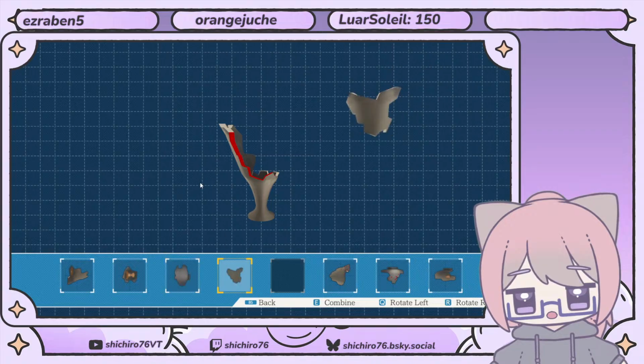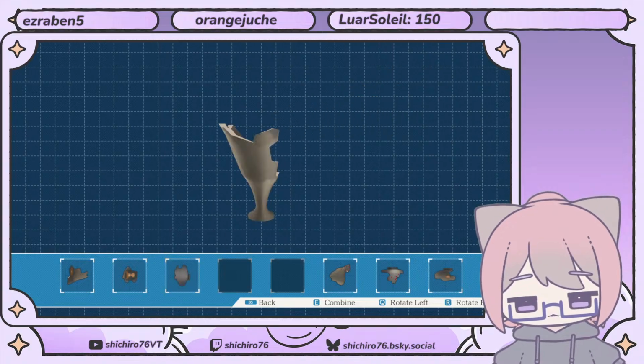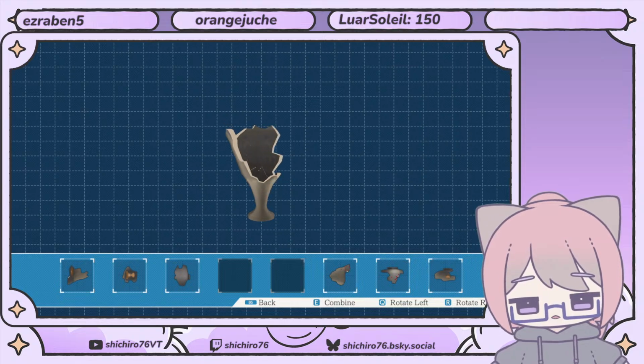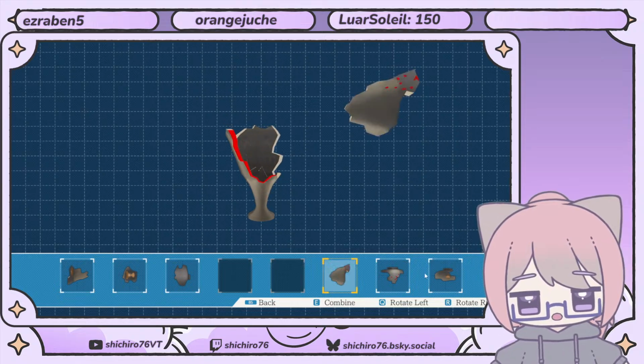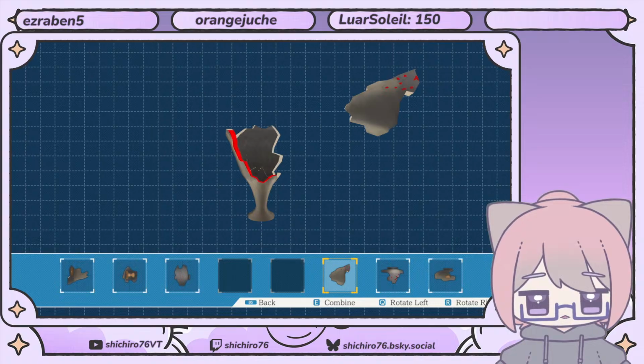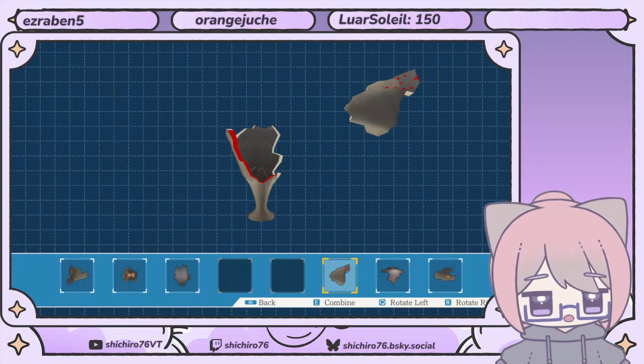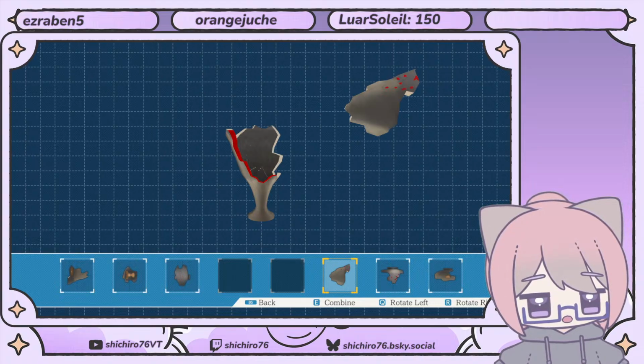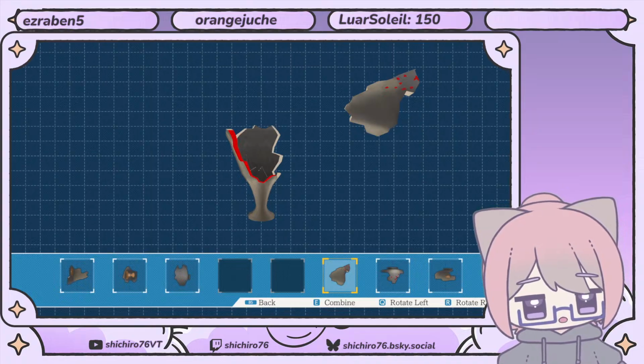Okay, so we have one piece located. Oh, yay! We're getting so close now. And my texture has been baked. Lovely, lovely. What do I do from this point on?